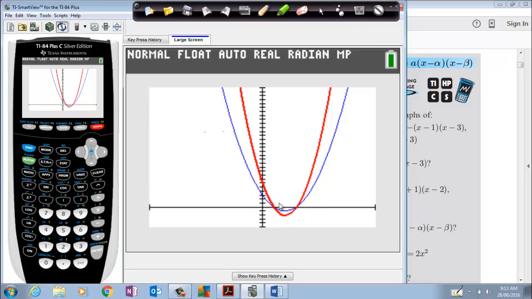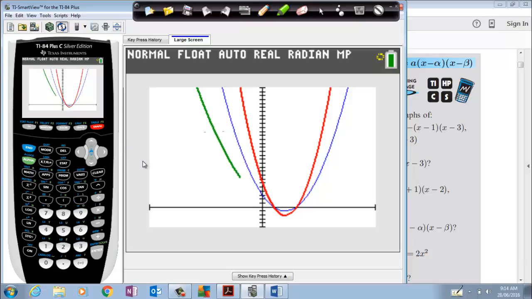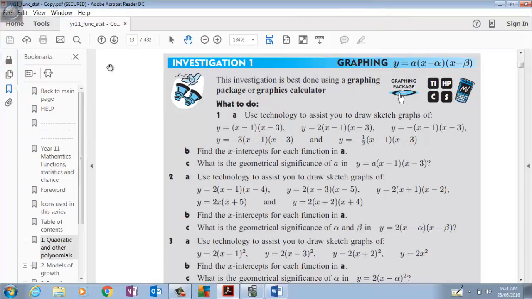Notice the x-intercepts are still the same. If we go back and now put in something smaller, like let's put in say 0.5 out the front, and graph that one, then it's actually wider, but once again still goes through 1 and 3. So we can say that when the A value is large, like 2, it's narrow, and when the A value is small, like 1/2, then it's wide.